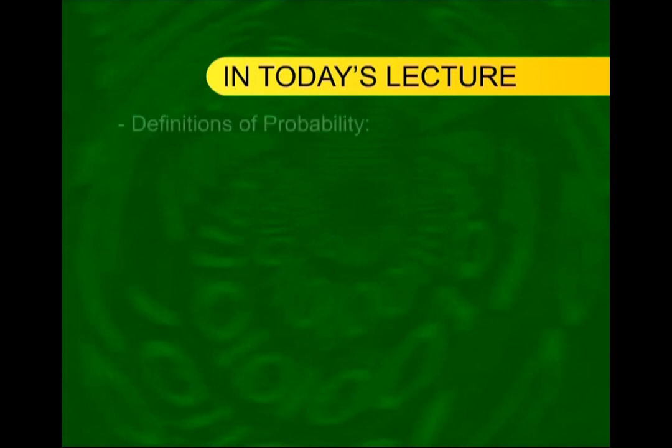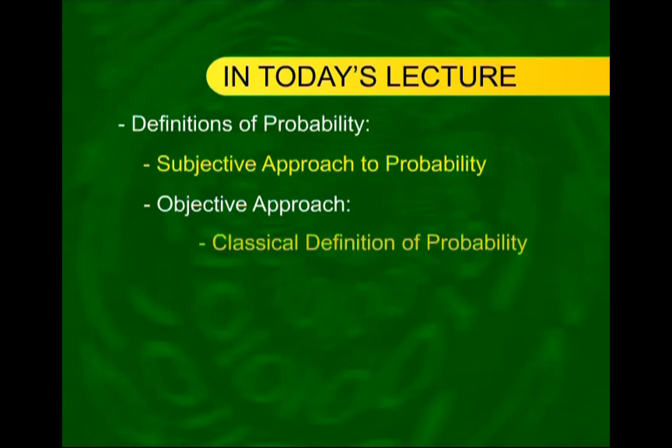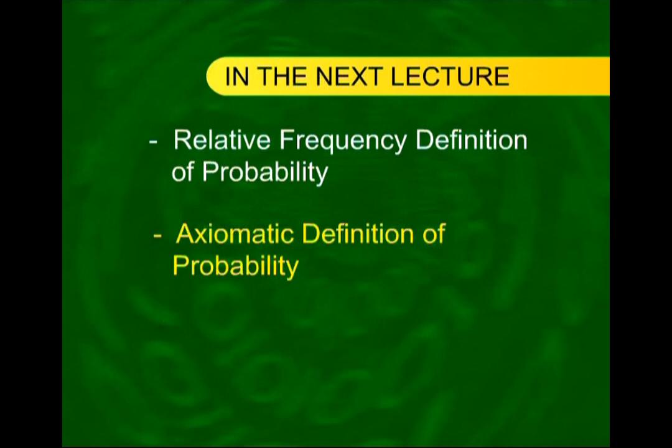In today's lecture, I discussed with you the two main approaches to probability, the subjective approach and the objective approach. Under the objective approach, I discussed in detail the classical definition of probability. And I would like to encourage you students to practice with this concept and to attempt a number of questions involving the classical definition and involving the various counting rules such as the rule of combinations and permutations. In the next lecture, I will discuss in detail the relative frequency definition that I briefly touched upon today, and after that we will proceed to the axiomatic definition of probability.